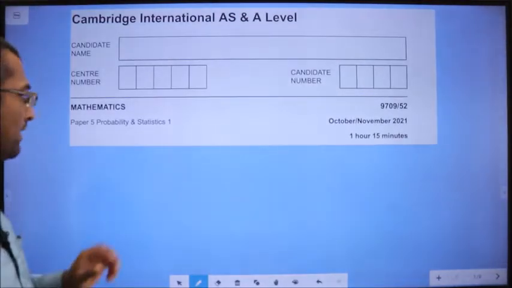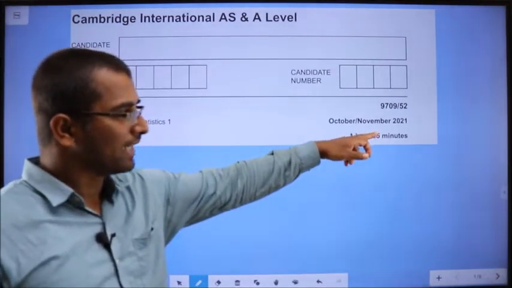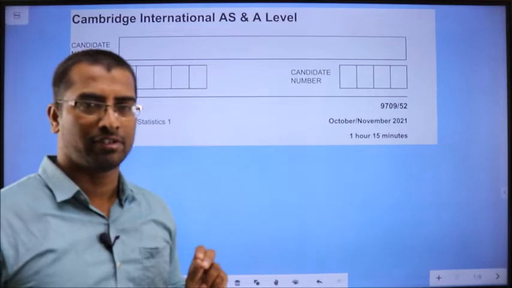I will be solving paper 5, Probability and Statistics 1, October/November 2021. Paper code is 52.